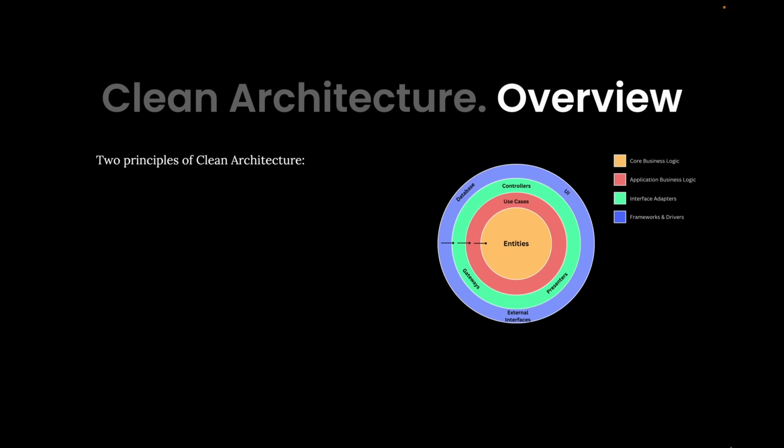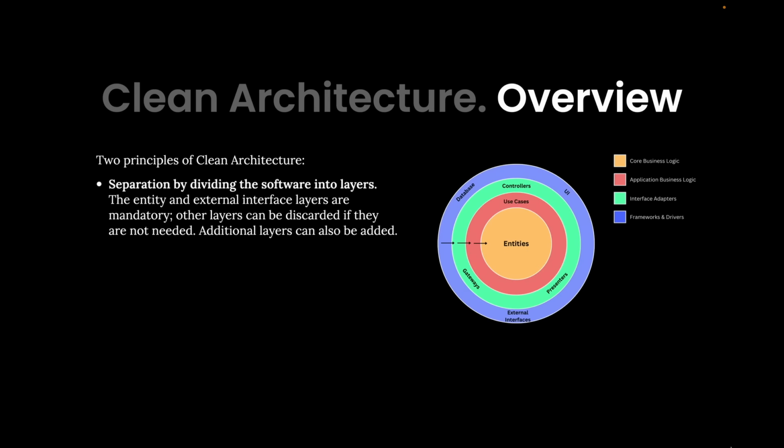Two principles of clean architecture. Separation by dividing the software into layers. The entity and external interface layers are mandatory. Other layers can be discarded if they are not needed. Additional layers can also be added.